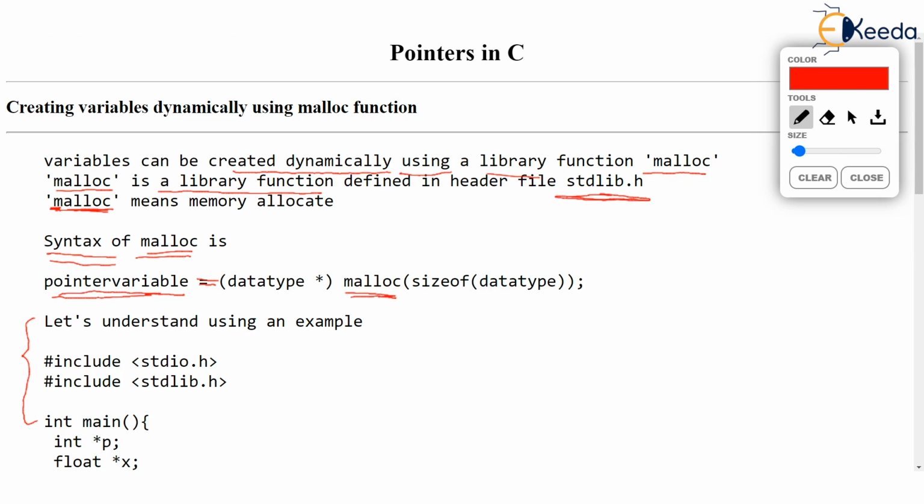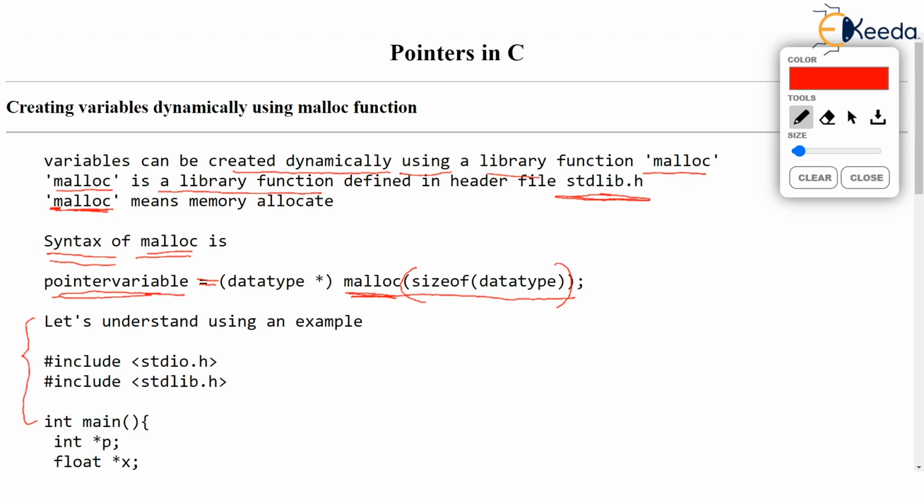Left hand side is a pointer variable and right hand side is a call to malloc function. Note that this is where we are calling malloc function. As malloc is a function, it will definitely be followed by a bracket because it is a function call, and in the bracket we just write how much memory we need to allocate.